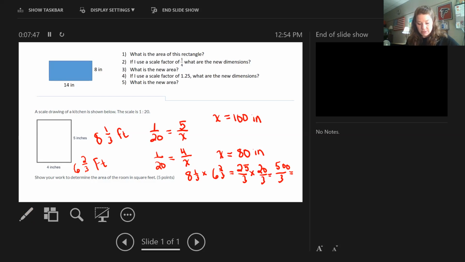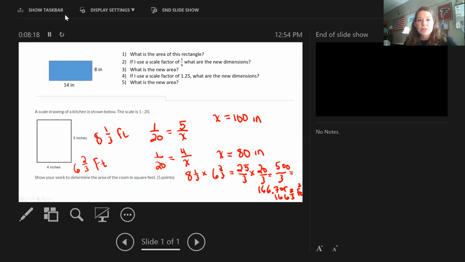And 500 divided by 3 is 166.66666, or 166 2/3 feet squared. 166 2/3 feet squared. Woo! So that's a lot, right? So that's one of your math problems. So you have to show your work on that section and get your final answer as square feet, okay?